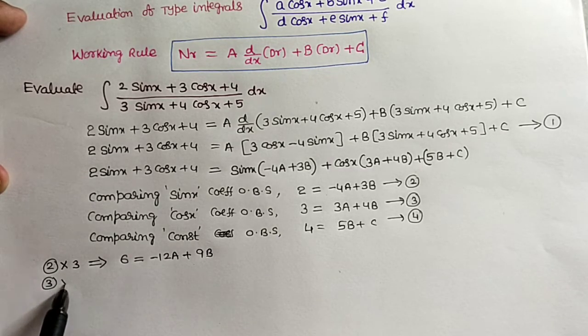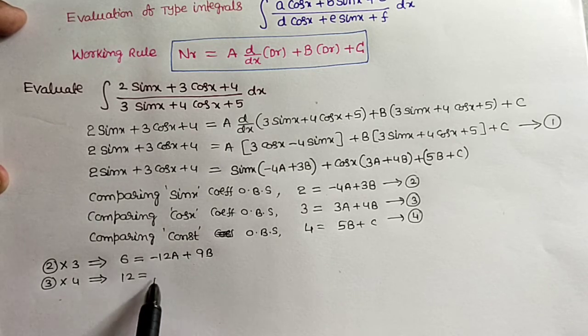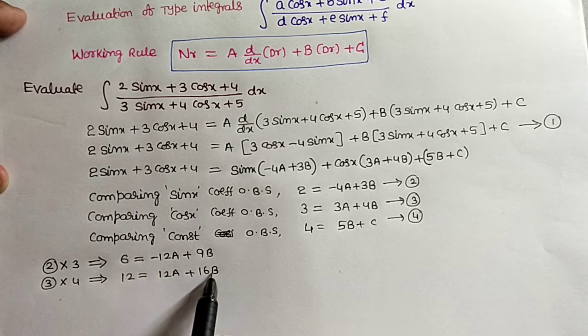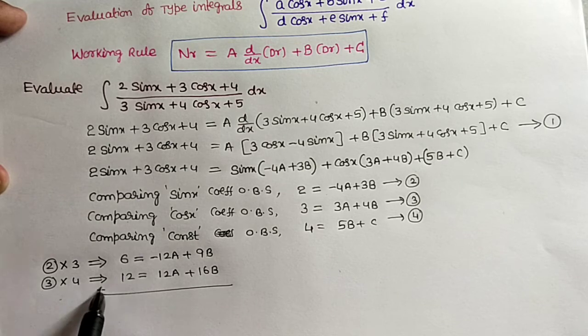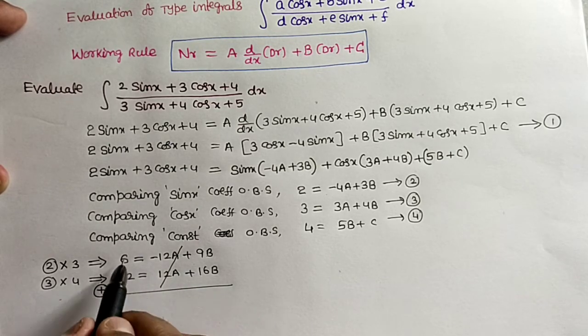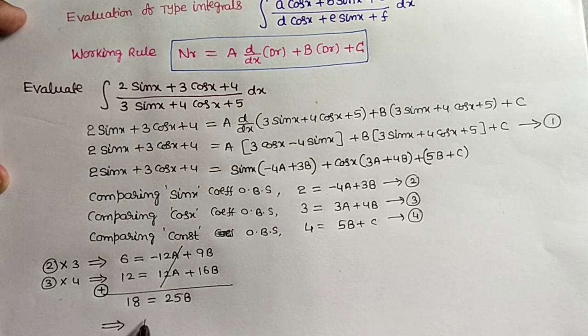Equation 3 multiplying with 4, that implies 12 equals 4 into 3a, so 12a plus 16b. Observe here carefully: minus 12a plus 12a. Therefore, whenever minus 12a plus 12a is there, you have to add both the equations. Minus 12a plus 12a get cancelled. 6 plus 12 is 18 is equal to 9b plus 16b, 25b. That implies that b is equal to 18 by 25.